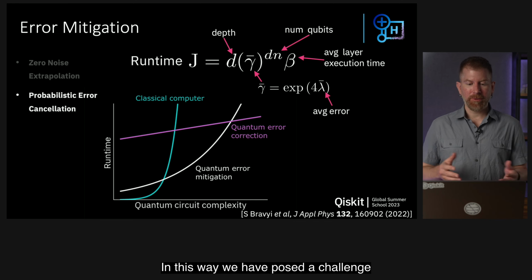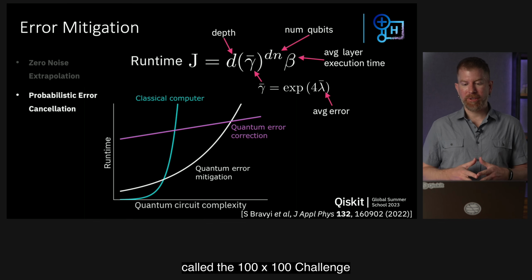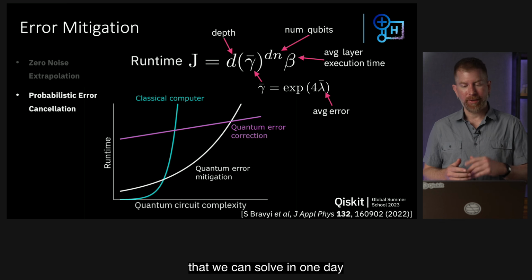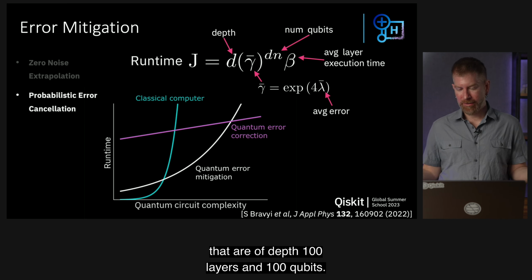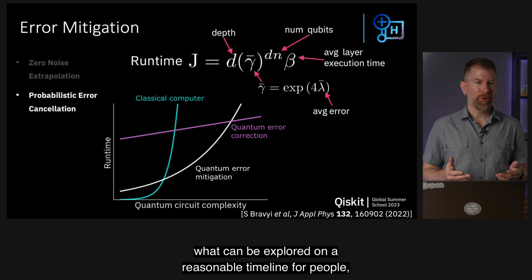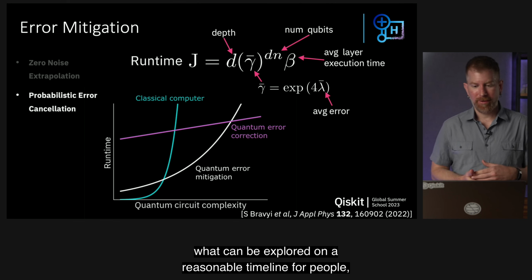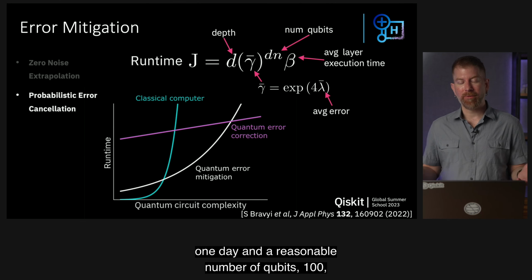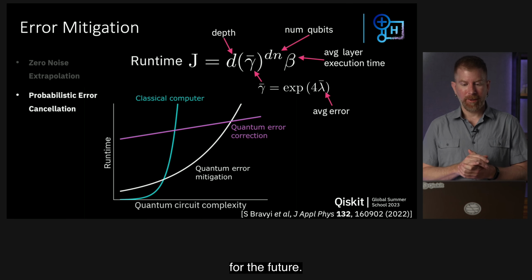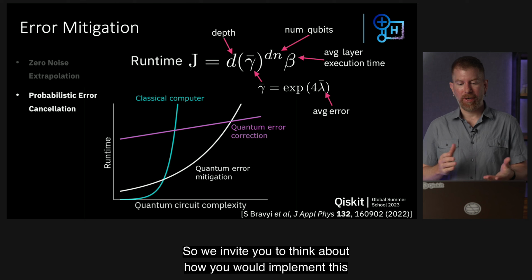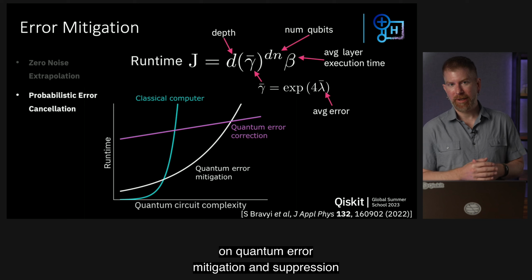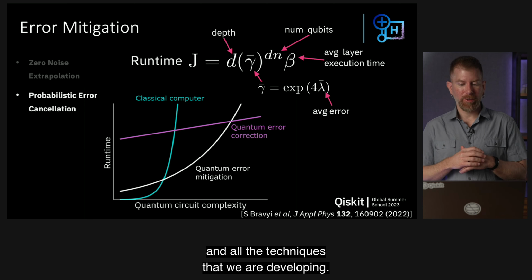In this way, we have posed a challenge called the 100 by 100 challenge, in which we are wondering what are the kinds of problems that we can solve in one day that are of depth 100 layers and 100 qubits. And we think that just trying to see what can be explored on a reasonable timeline for people, one day, and a reasonable number of qubits, 100, and a reasonable depth, will be a very interesting challenge for the future. So we invite you to think about how you would implement this, and hope you appreciate the outlook on quantum error mitigation and suppression and all the techniques that we are developing.